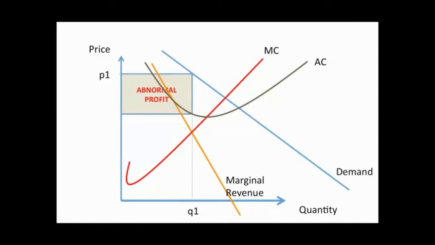This abnormal profit will act as an incentive for others to enter the industry, but in a monopoly, barriers to entry can prevent them coming in, and therefore the monopolist can earn abnormal profits in the long run as well as the short run.